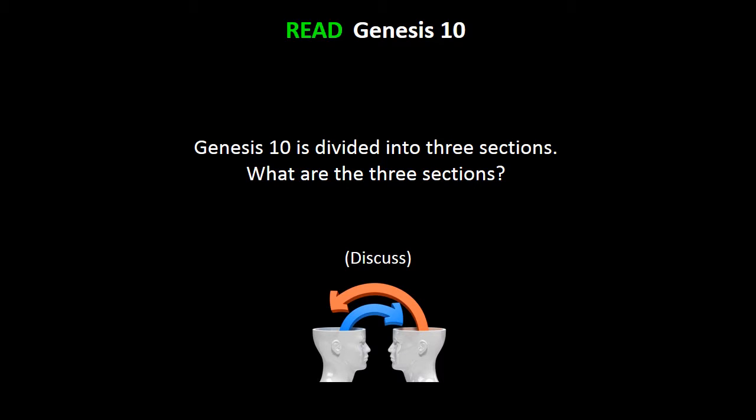Genesis 10 is divided into 3 sections. What are the 3 sections?